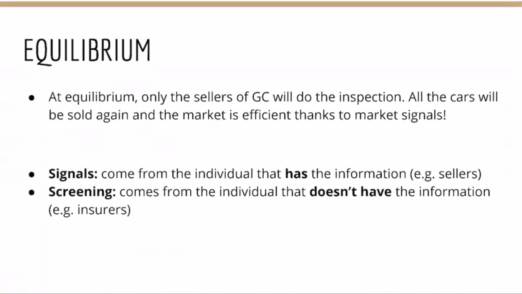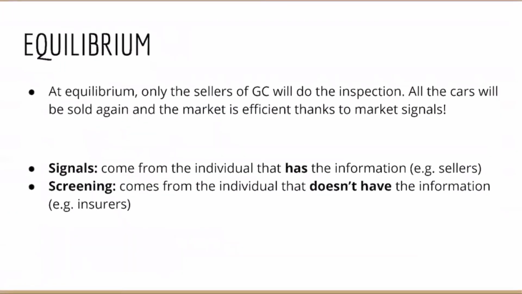And so basically at equilibrium, only the sellers of good cars will do the inspection, all the cars will be sold again, and the market is efficient thanks to market signals. So to summarize, signals come from the individual that has the information, here the sellers who decide to pass the inspection or not.